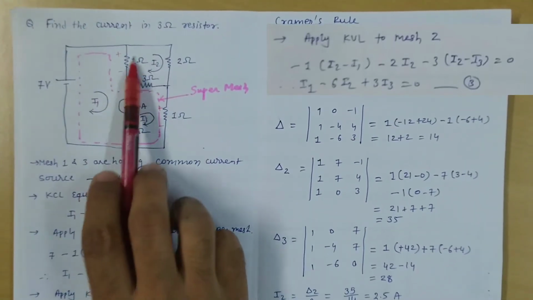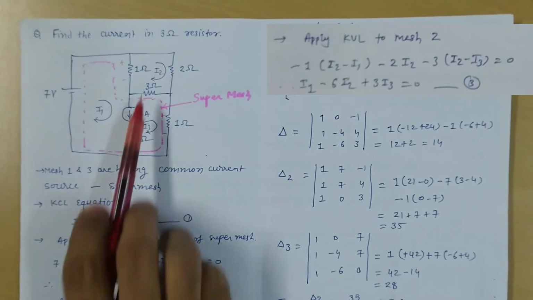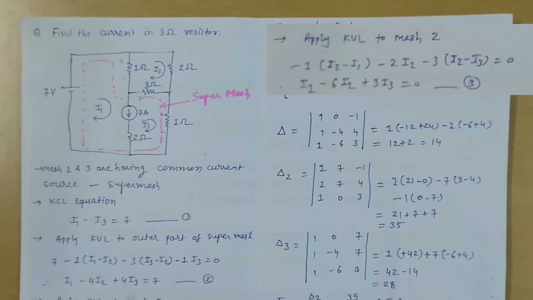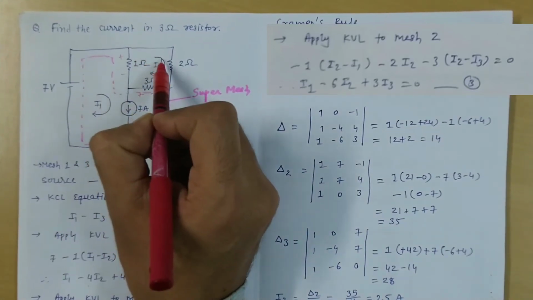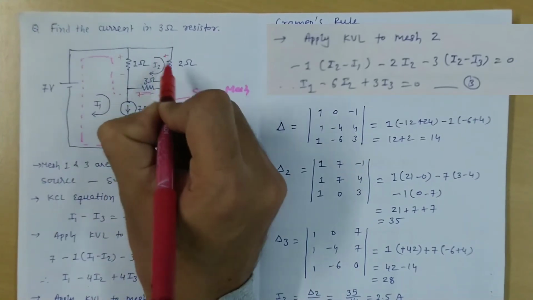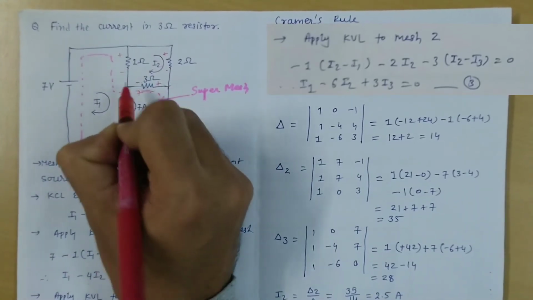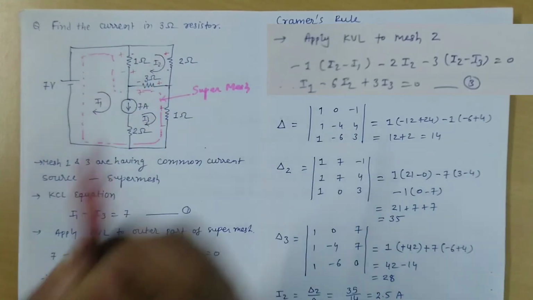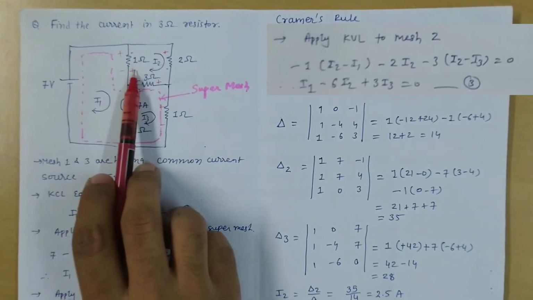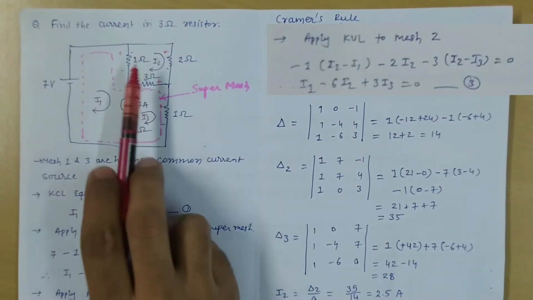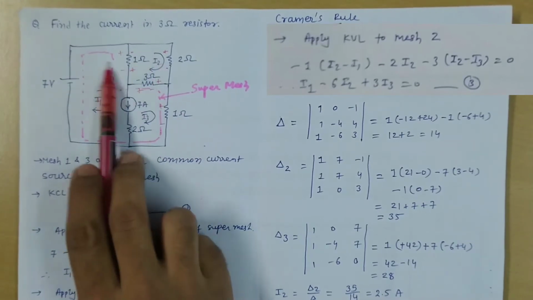Now there is mesh 2, so we will apply KVL to this mesh. Current is flowing in the clockwise direction, entering here, exiting here, entering here, exiting here, and entering here, exiting here. So we are going from positive to negative, falling the potential, -1 times I2 minus I1.